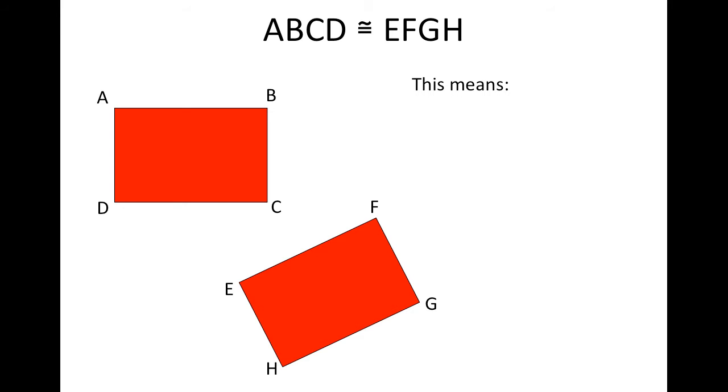Now I want you to look at these two rectangles and notice that ABCD is congruent to EFGH. It's going to mean 8 separate things, 4 sides and 4 angles. See if you can outline what that means exactly with 8 congruent statements.